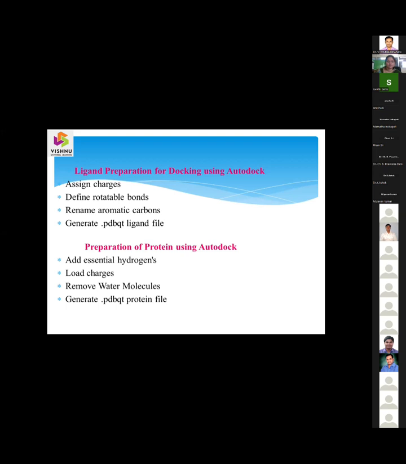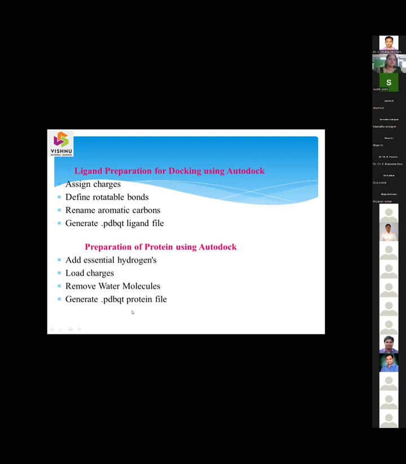In optimization, we have to remove the water molecules. Here I mentioned, remove the water molecule. We have to load the charges. We have to add essential hydrogens. Generally, we add polar hydrogens. After doing all that, we have to remove the heteroatoms from the protein. After doing all this optimization, the final step is to generate the PDBQT of the protein file.